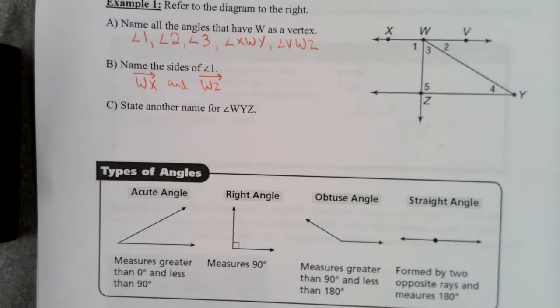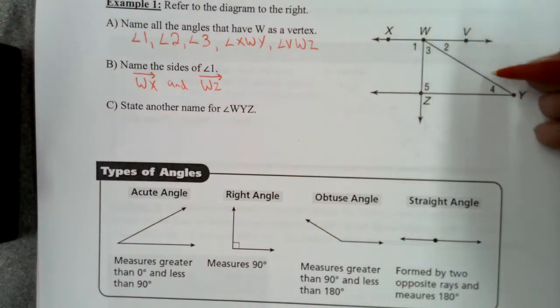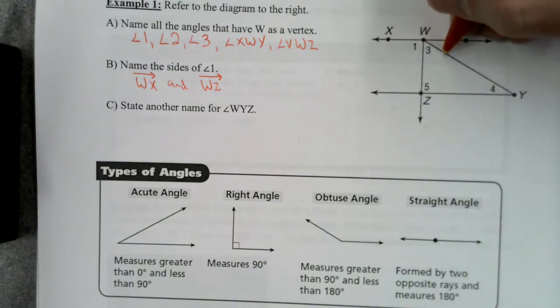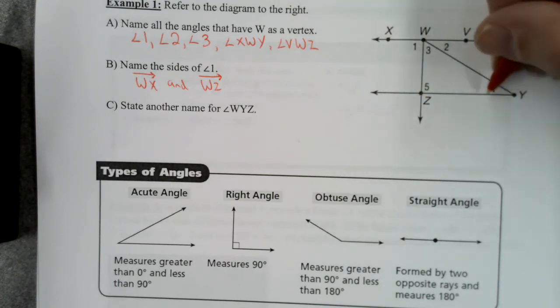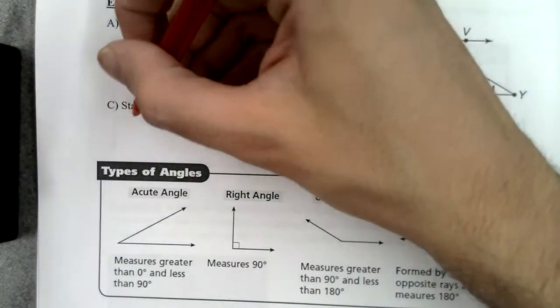Part C, state another name for angle WYZ. Okay, you got to be careful. If you want, you can color in the diagram. WYZ. And you should see that angle 4 is another way to name that.